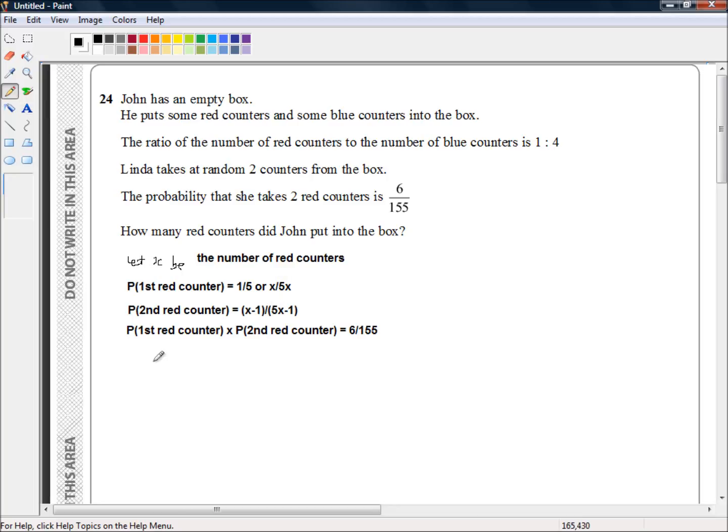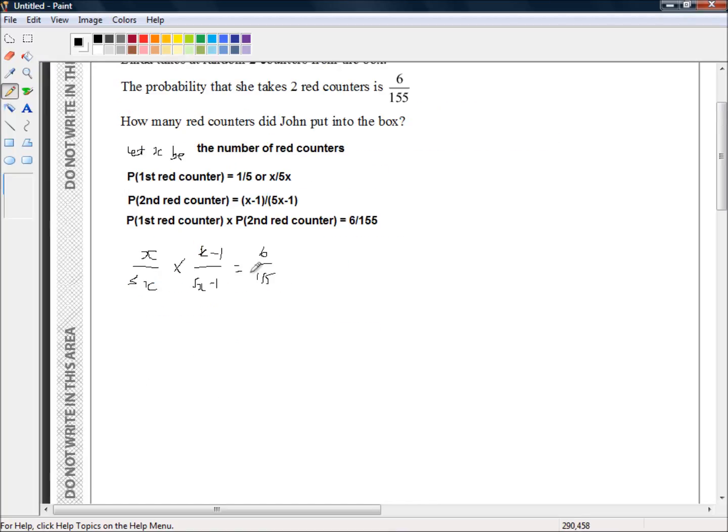So that's x out of 5x multiplied by x minus 1 out of 5x minus 1 is equal to 6 out of 155. Now all we have to do is solve for x to get the number of red counters.